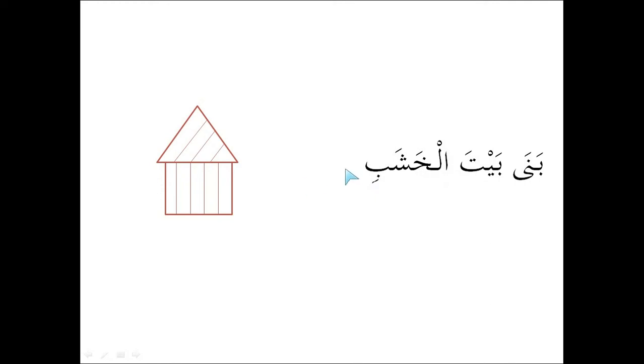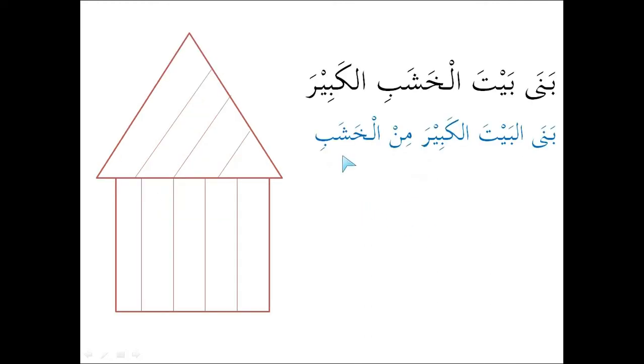Now suppose we wanted to put adjectives about either the house or the wood, where would we put them? Here's how we do it. He's made a much bigger house. Bana bayt al-khashab al-kabir. Bana al-bayt al-kabira min al-khashab.